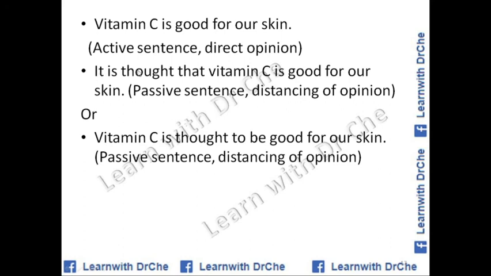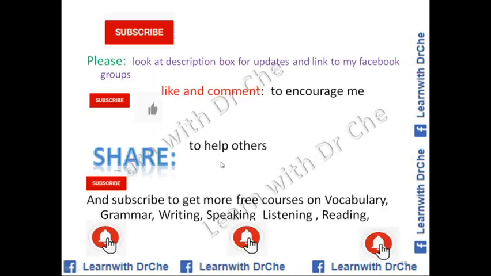If I say it is thought that vitamin C is good for our skin, this is a passive sentence. It is thought that, passive sentence, and it is a distancing of opinion. So I'm not saying this is direct opinion or 100% true. So I'm using distancing: it is thought that, passive, to show distancing. Or we can say vitamin C is thought to be good for our skin. This is also another way to show distancing.